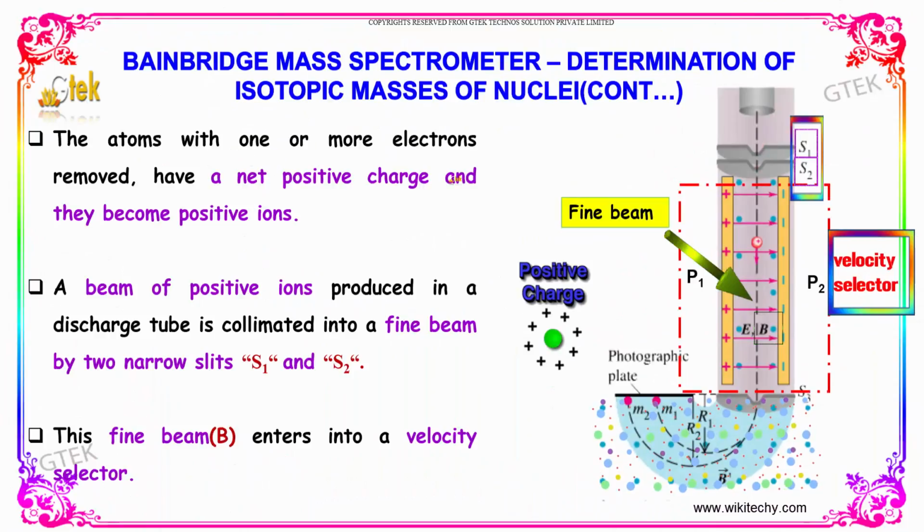Atoms with one or more electrons removed have a net positive charge, and they become positive ions. A beam of positive ions is produced in a discharge tube and is collimated into a fine beam by two narrow slits S1 and S2. The fine beam enters into a velocity selector.